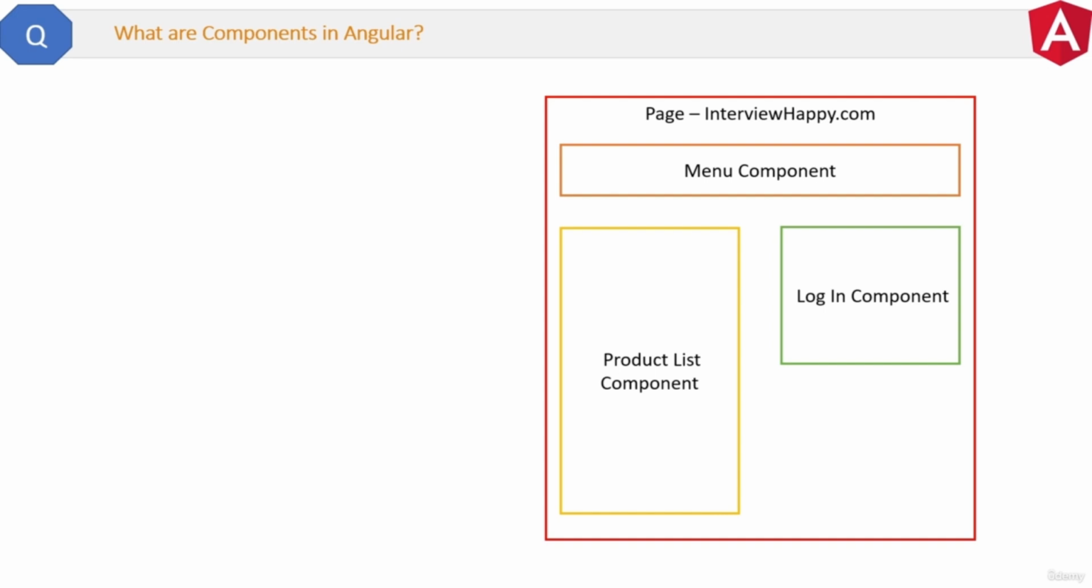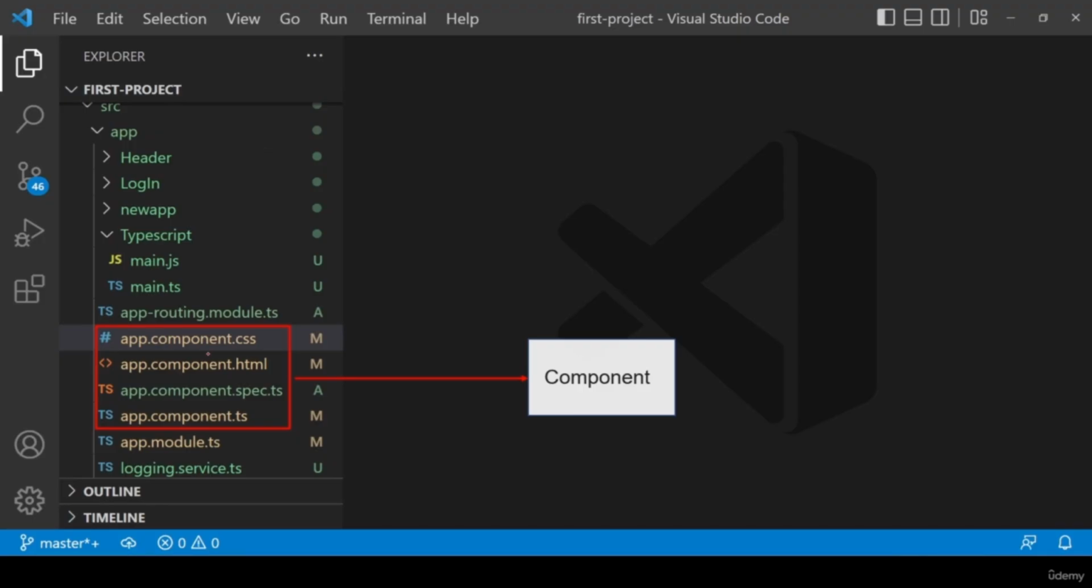Now the definition of components is: components are the most basic UI building block of an Angular app. Let me show you in the code also. See, here inside the app folder we have 4 files. These 4 files together make a single component. These files are the CSS file, the HTML file, the spec.ts file and the component.ts file.